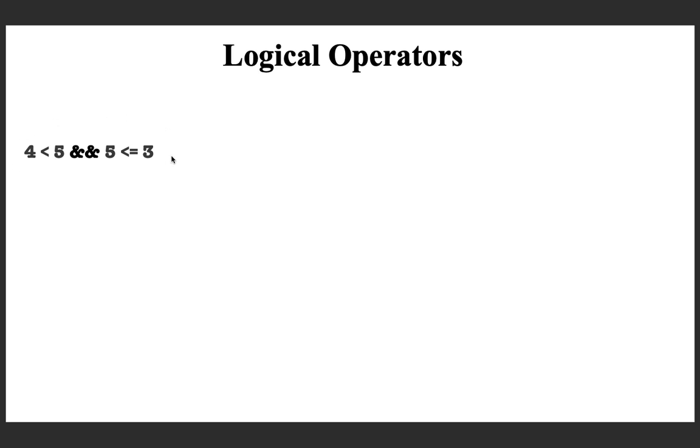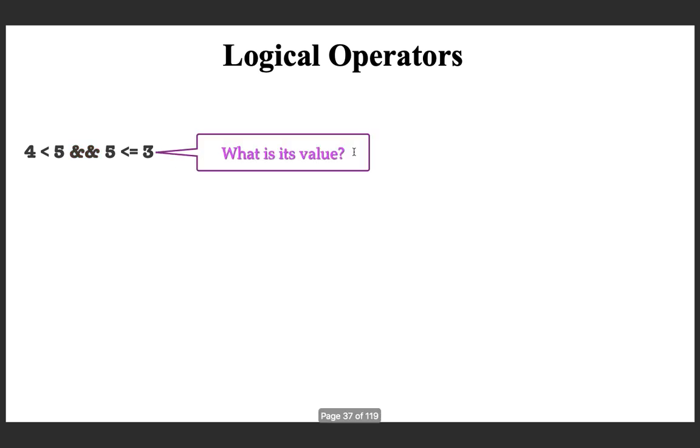If you look at this example expression, you can see that 4 less than 5 is a relational expression that we have studied, and 5 less than or equal to 3 is again a relational expression. Now this is the logical operator which we are using, and this is a logical AND which is used to combine 2 relational expressions. And what is the expected value? You are checking whether 4 is less than 5 and 5 is less than or equal to 3.